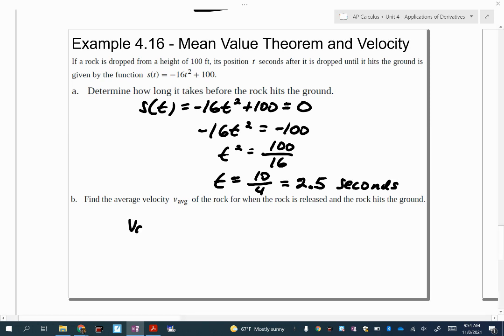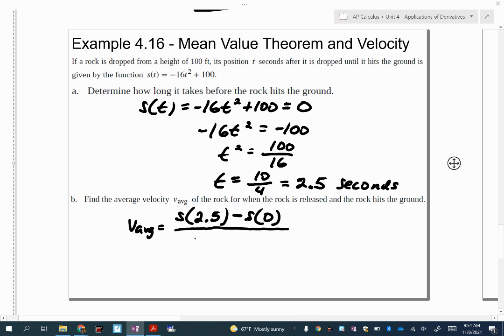So the average velocity is going to be the change in the distance, which is going to be S of 2.5. So plugging in T of 2.5, right? That's the last T value we have, minus the first T value we have, which is 0 seconds. It hasn't been dropped yet, over the change in time, which is 2.5 seconds minus 0 seconds. Again, something we've done in previous classes here.